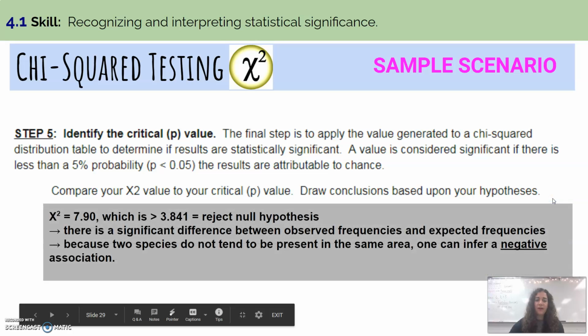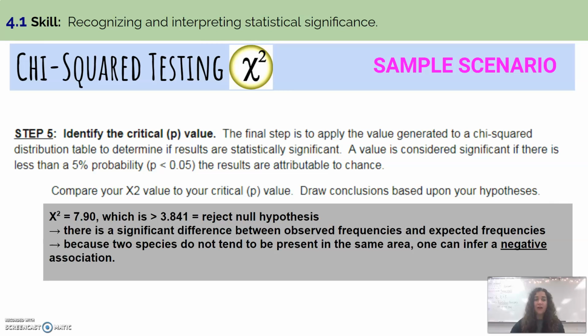So in summary, our x squared, our chi-squared, is 7.90, which is greater than 3.841. If the chi-squared is greater than the critical value, you reject the null hypothesis, which means there is no significant difference between the observed frequencies and the expected frequencies. And that means that these two species do not tend to be present in the same area, so we can infer a negative association between the 2 species.